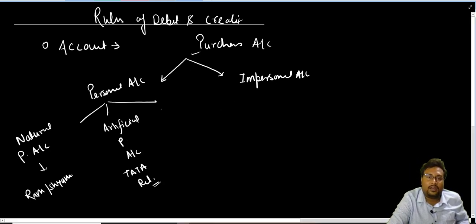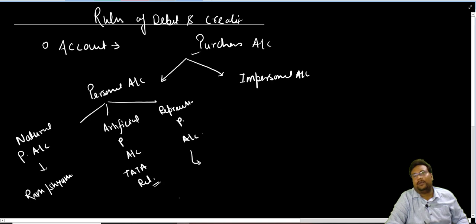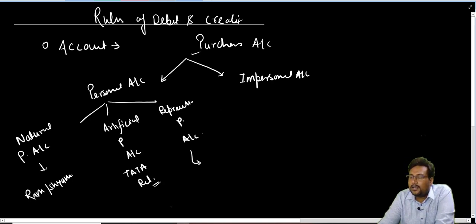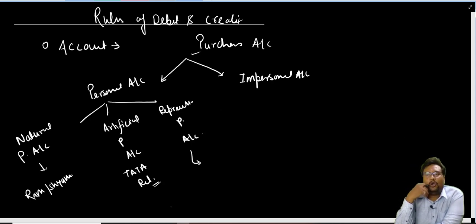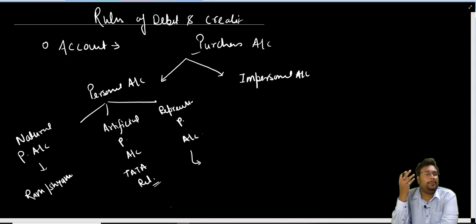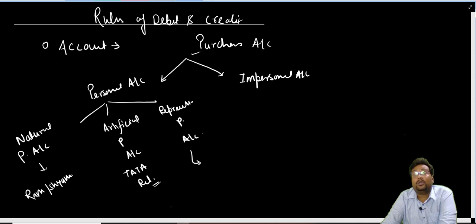And one more is what? Representative personal account. This one you understand properly. What is a representative personal account? Simple. Representative personal accounts are accounts which represent a specific certain person. Like if we talk about capital, who will invest the capital? The owner, a specific person. Anyone who invests money cannot be considered as capital, but when the owner invests the money, that will be considered as capital. Similarly, if anyone withdraws money from the business, that will not be considered as a drawing.